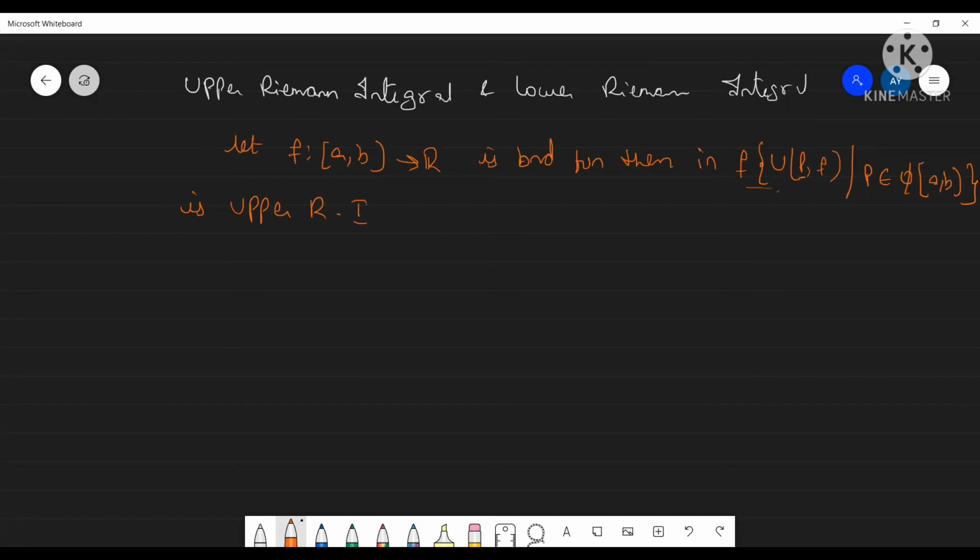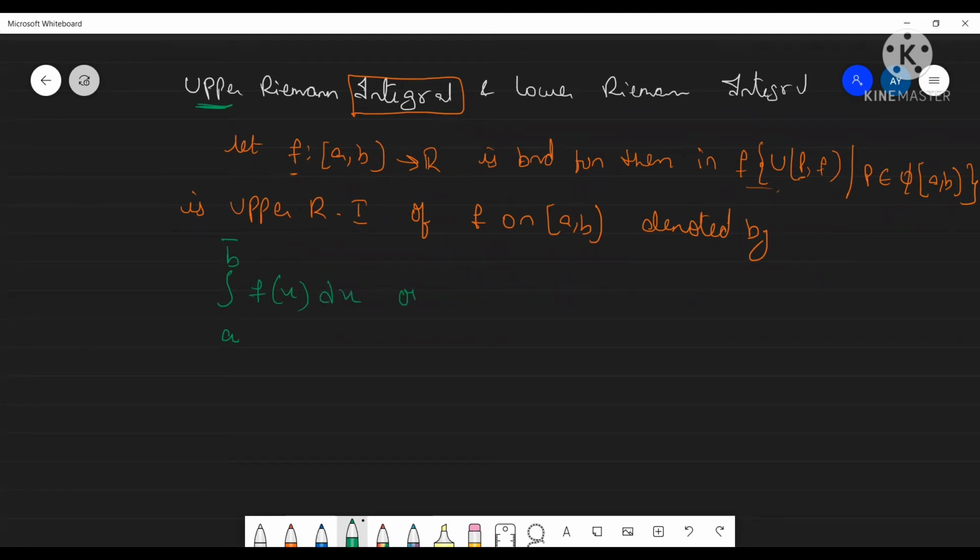Upper Riemann integral, I'm just writing it in the short form. Upper Riemann integral of what? Of this f, of f on [a, b]. And this is denoted by, as we are talking about the integral now, so how will we define that? Integral a to b, bar, f of x. As we are talking about upper Riemann integral, the bar should be on b, upper Riemann integral, f of x dx. Or it can also be written as integral a to b, bar, f, or U(f).